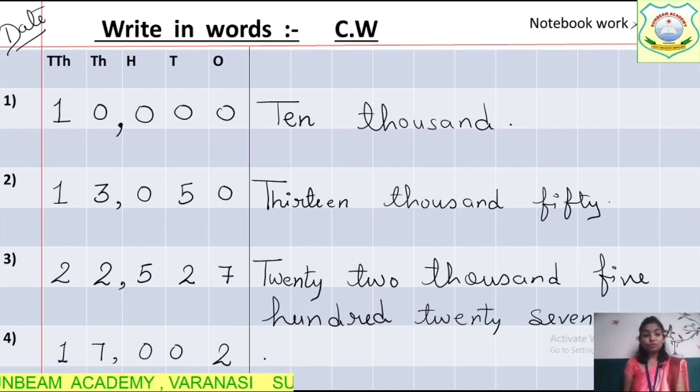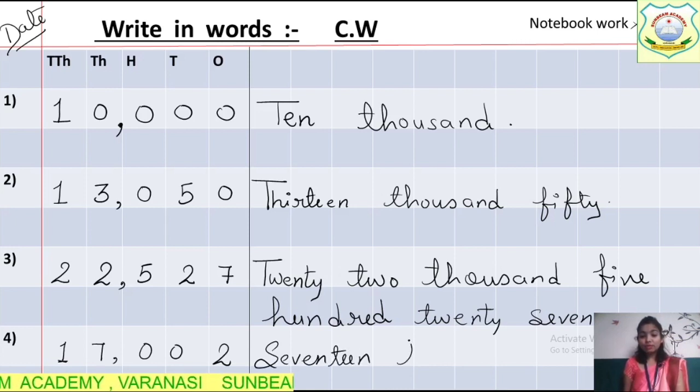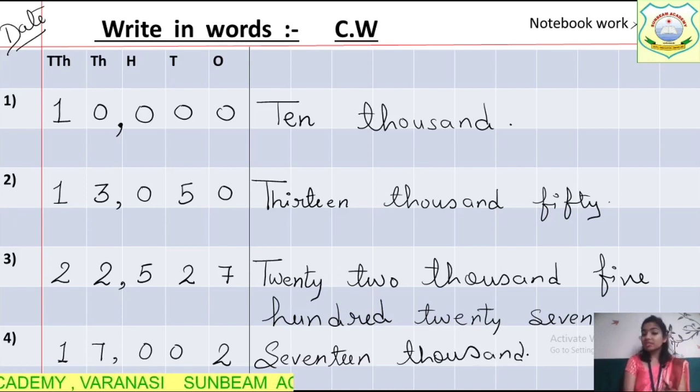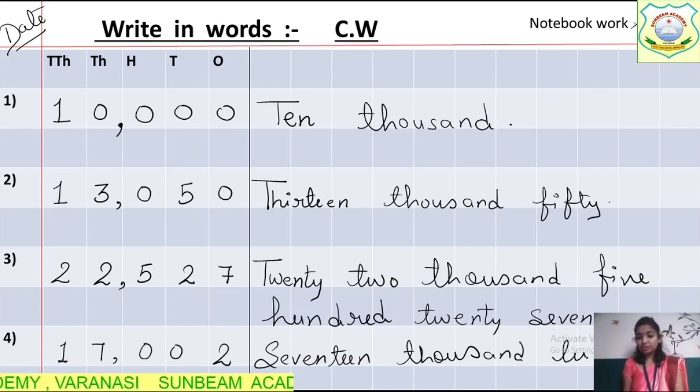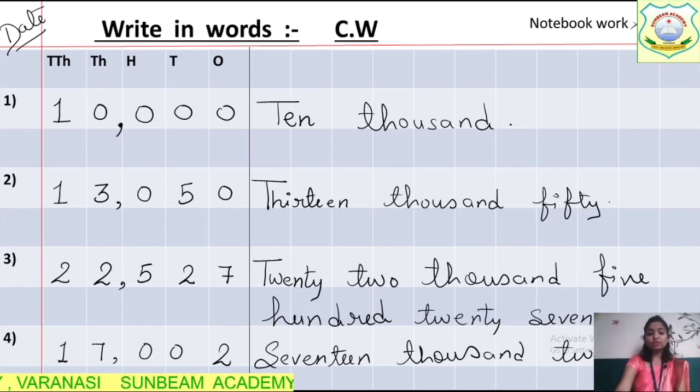Now next we have 17,002. So S will be capital. 17,000. Now at the hundreds and tens place there are no digits, so we will leave that and directly write 2. 17,002. After completing this we will switch to the next page. I hope it is clear to you all.